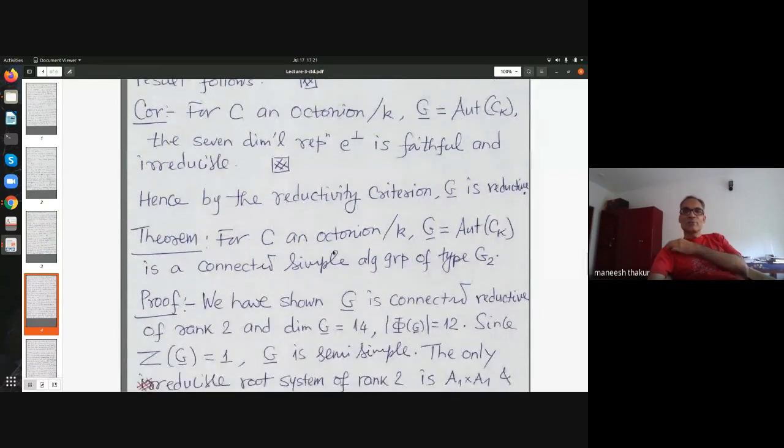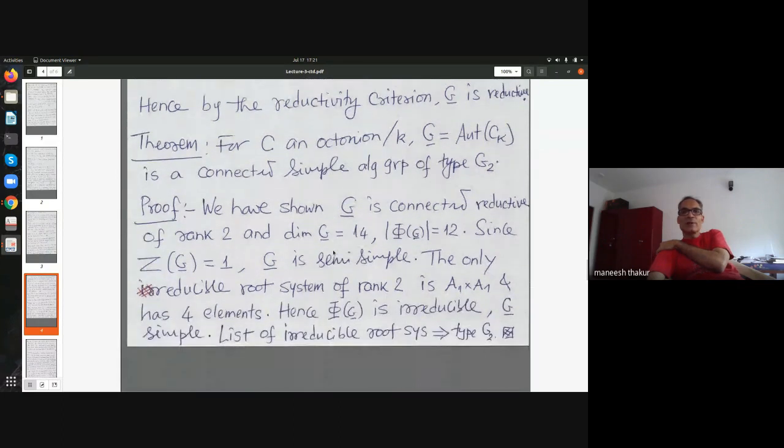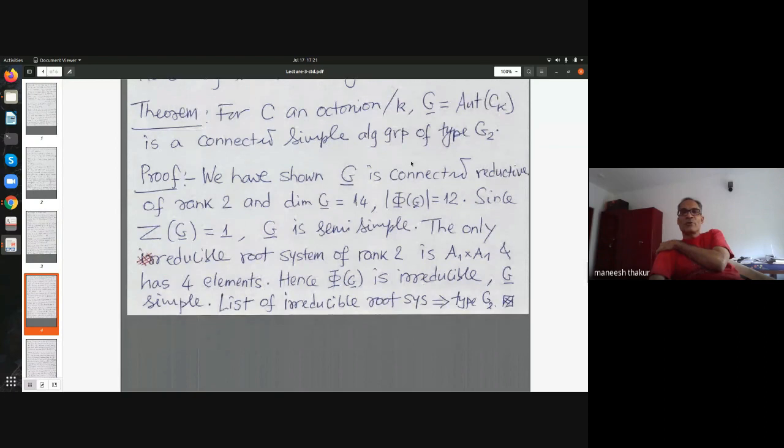So the group is semi-simple from there. And then once we have dimension 14, the group is semi-simple of rank 2. You look at the root systems of rank 2 and we counted the number of roots is 12. Here the number of roots is 4. So this cannot be reducible. So the root system is irreducible, therefore the group is simple. So this was the proof. And then you look again at the list of root systems, the number of roots pins it down to type G2.